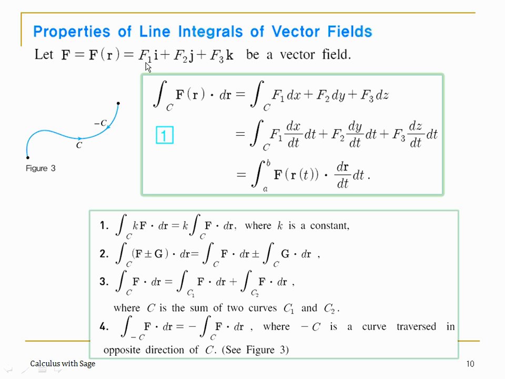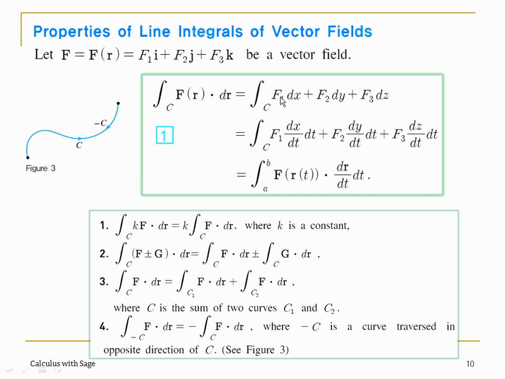A function of three variables, a multivariable function, and the image is in R3. If we do the integration on this C from here to here, and if we go in the other direction, we call this C means we go from this initial point to the terminal point. Minus C means we start from this end and come back to the initial point, the origin. Like that.